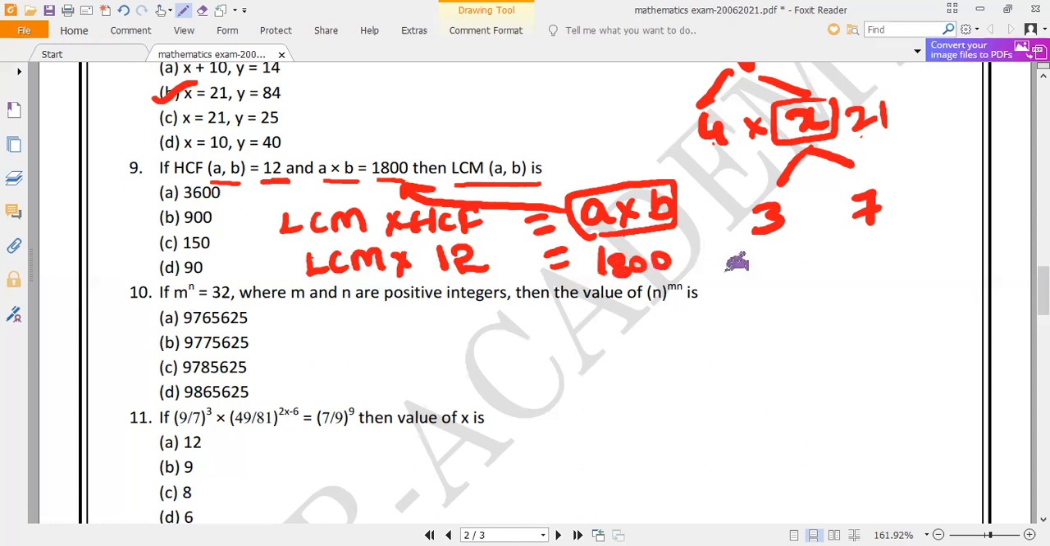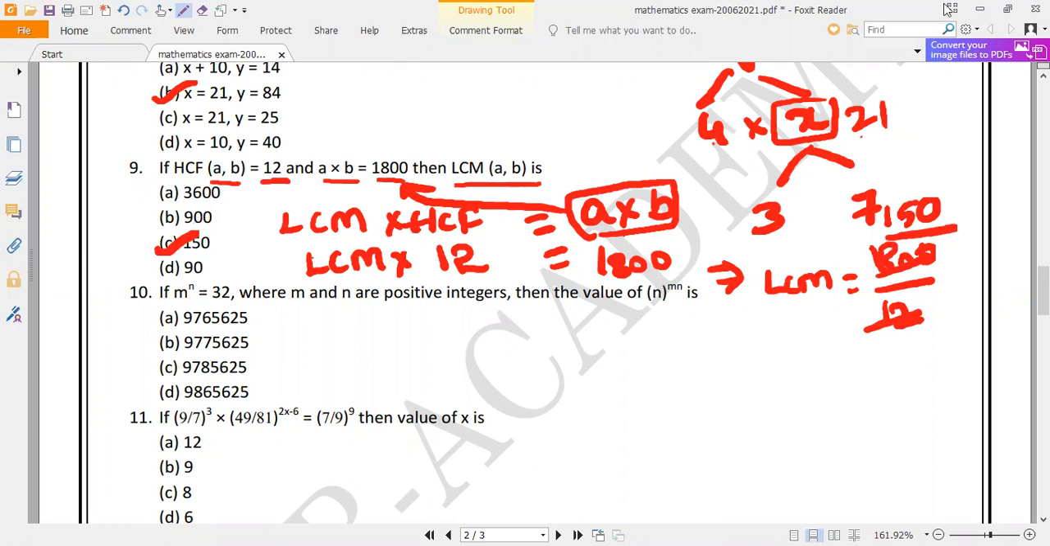So our LCM is equal to 1800 divided by 12. Which table? 12 15s are 180, keep 0, so 150. So our LCM is equal to 150. Option C, ma'am. Yes, yes. Next.